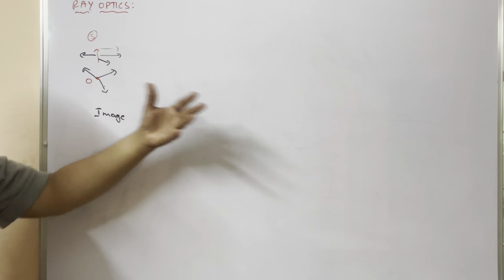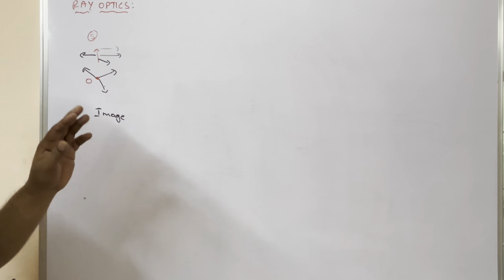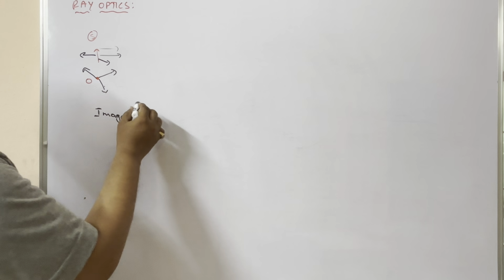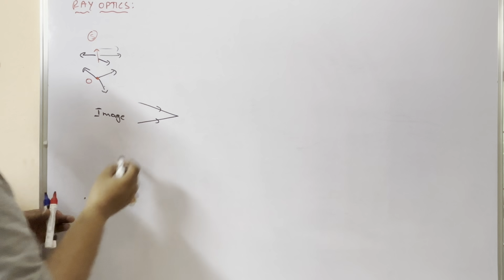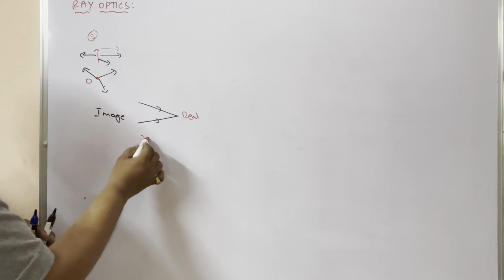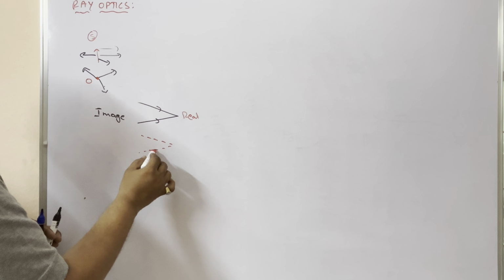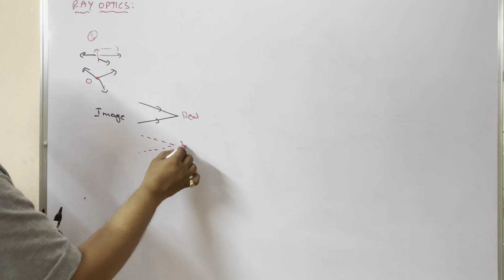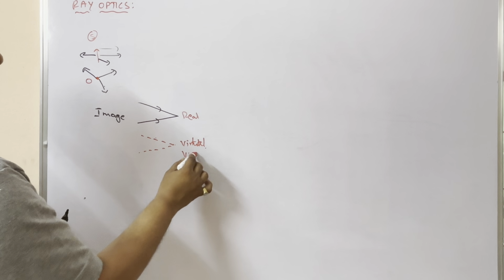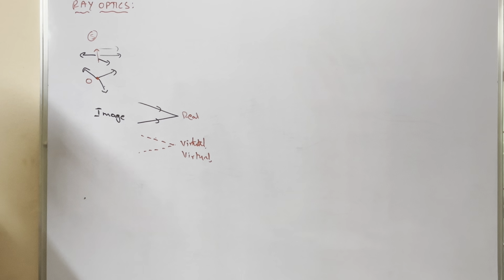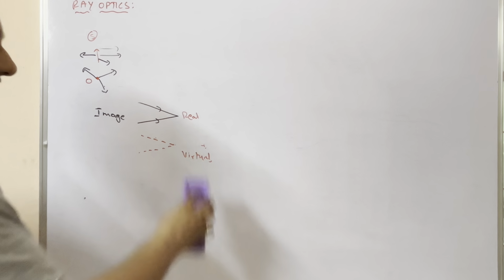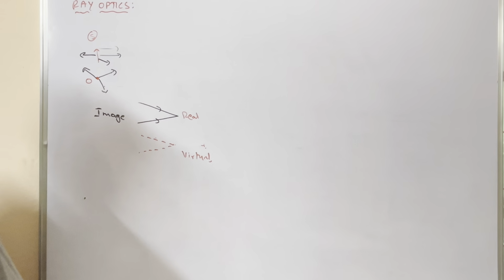The image which can be caught on the screen, we call a real image. Which cannot be caught on the screen, we call a virtual image. Whenever two rays are intersecting like this, then this is a real image. Thick lines are going to intersect. If they are only supposed to intersect, then these are virtual images. So, real image, virtual image. These are extended rays, we will call them, and dotted lines we will represent.